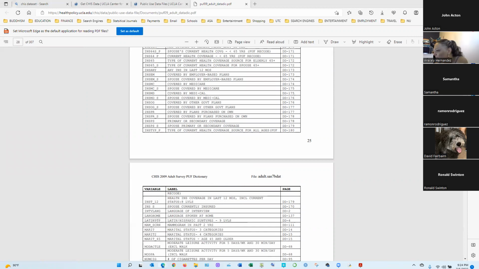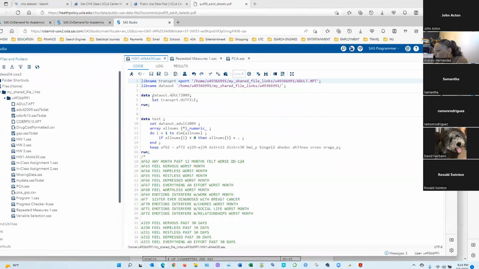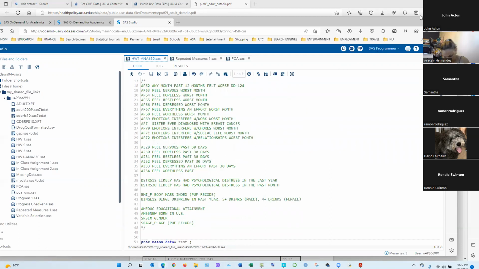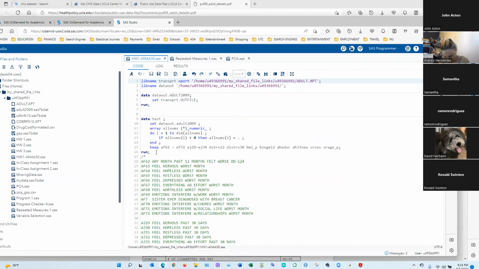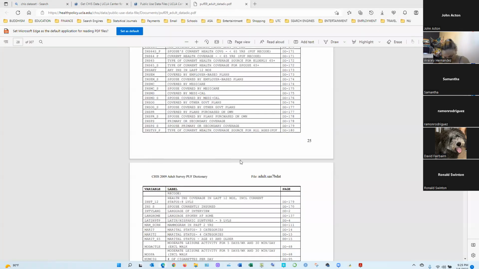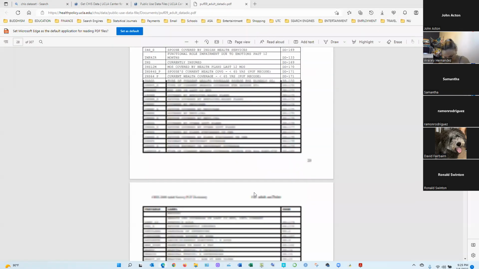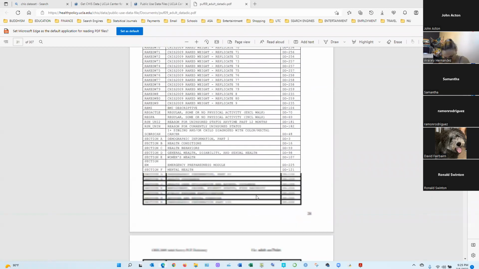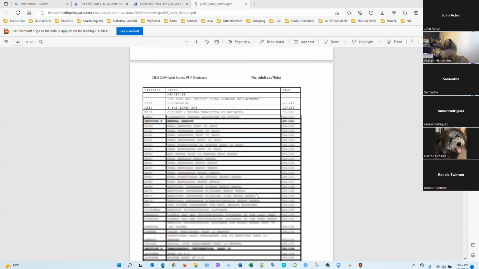But anyhow, since we have already brought this up, we're going to keep AF62 to AF72, AJ29 to AJ34, DSTRS, distress 12 to distress 30, BMI, body mass index, the bench 12, education, and so on. Those have been coded. So let's say for instance AF62, if you look under it, it should be in this dictionary.